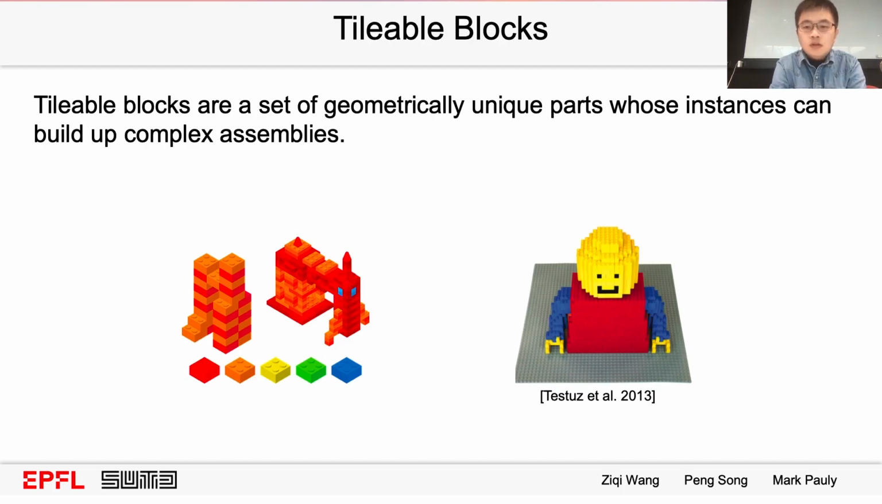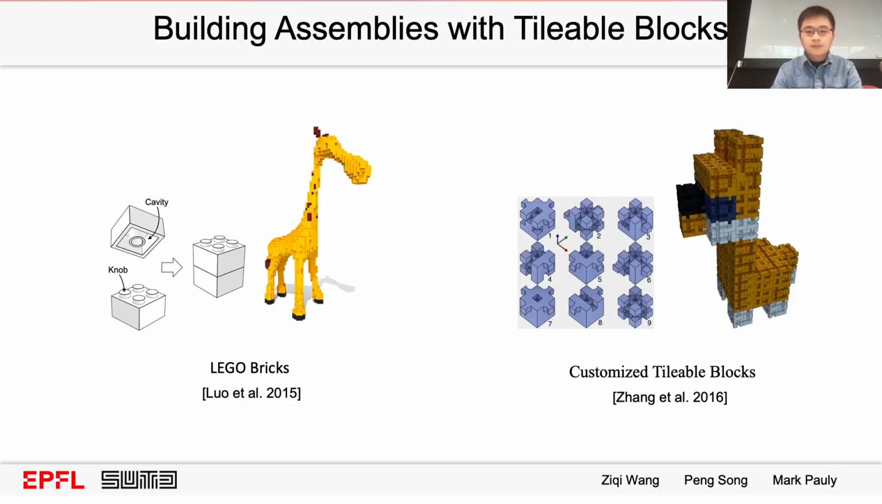The fourth research topic is about tileable blocks, which are a set of geometrically unique parts whose instances can build up complex assemblies. These blocks are universal and reusable in many constructions, bringing advantages like high utilization and low cost for mass production. The most well-known tileable blocks are Lego bricks.